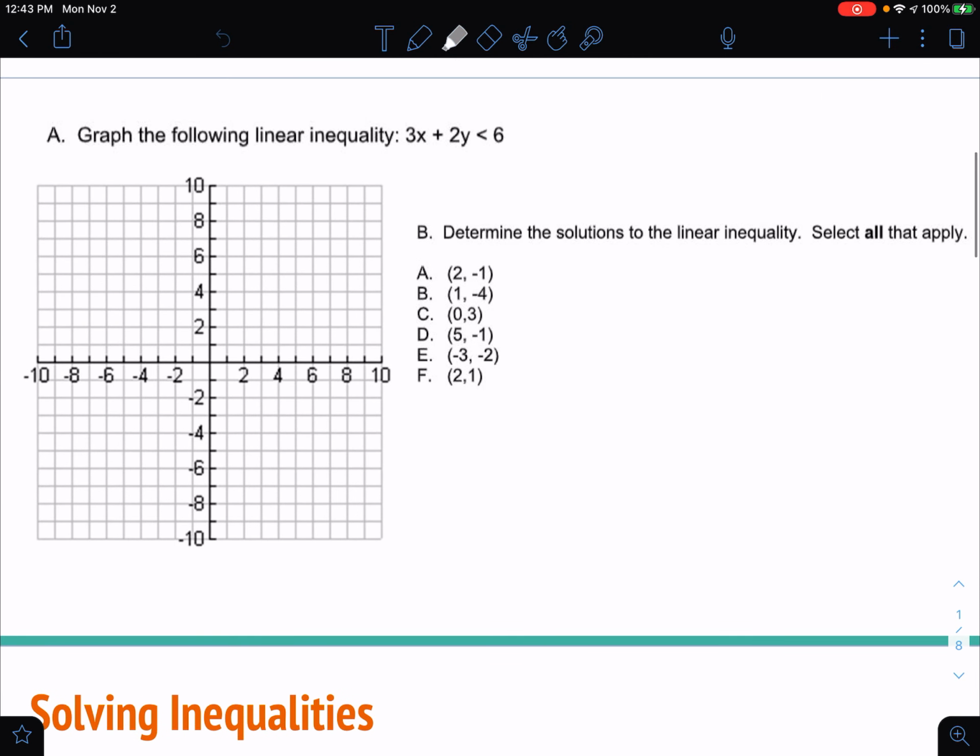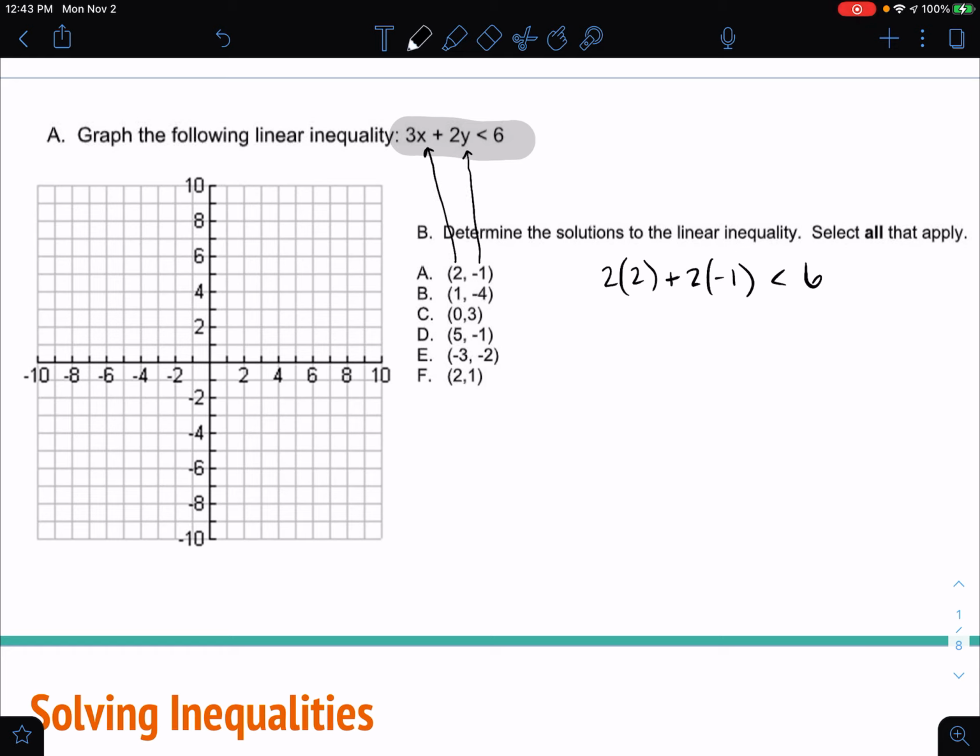Okay, quick review of linear inequalities. So if we want to determine the solutions to the linear inequalities, we have a couple choices. I'm going to show you the harder of the two choices first. I could plug in my x value and plug in my y value. So I'm using this equation right here. I plugged x in for x, and I plugged y in for y.